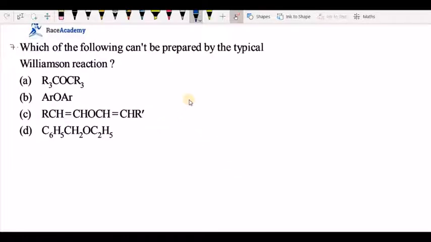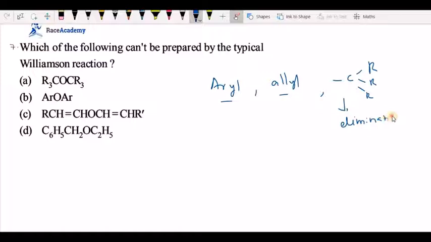Which of the following cannot be prepared by typical Williamson reaction? As you know, a Williamson reaction cannot be given by aryl compounds or allyl compounds, or a tertiary carbon compound. Tertiary carbon, like I said earlier, will undergo an elimination reaction. So it is not possible with allyl, aryl, or these tertiary compounds.